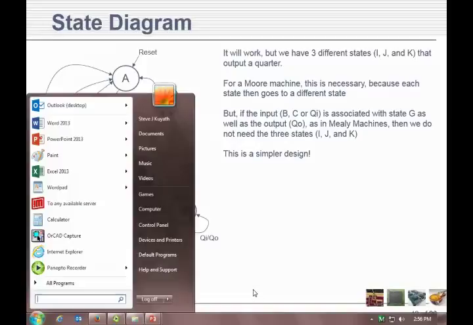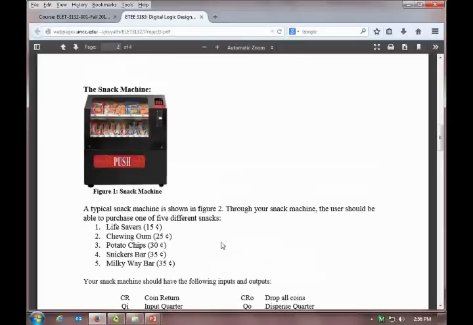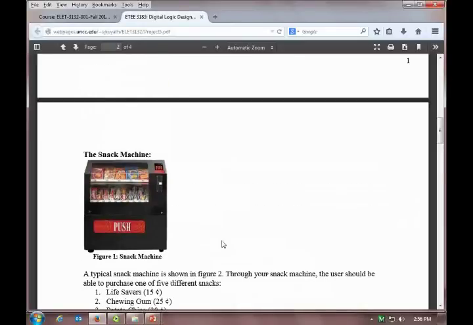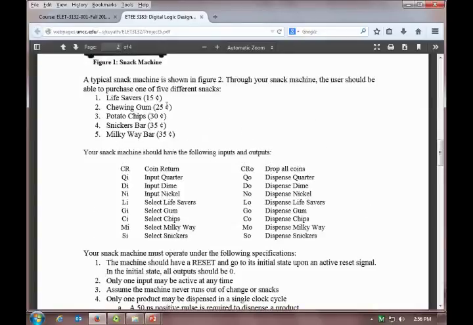This is very similar to this particular machine, but think about it. If you put these amounts of money in, you could put in nickels for all this, but you could put in other combinations of money. The highest amount of money that you can get to is putting in 3 dimes. That's 30 cents, and then dropping in a quarter, and that's 55 cents.